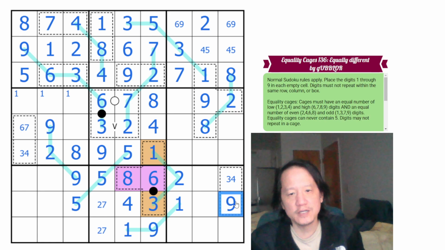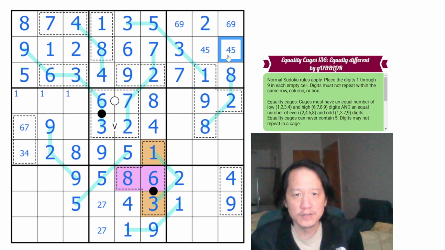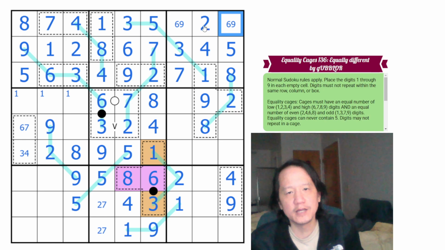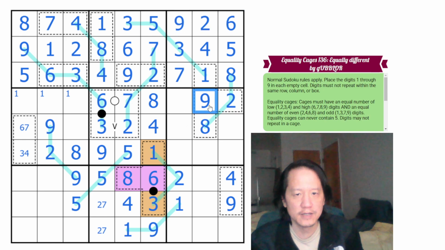So this is a high odd digit. It must be with a low even digit. So therefore, this is a 4. This can't be 4 anymore. This is a 5, which makes that a 4. This can't be 9 anymore, so this is a 6, which makes that a 9.